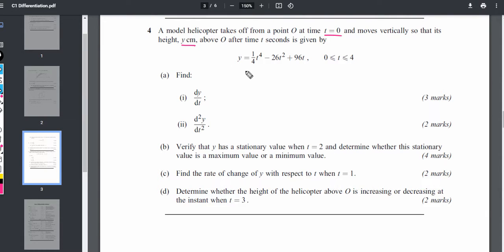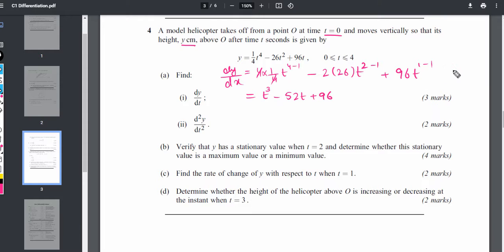So dy by dx is equal to, this 4 will come over here, so it will be 4 times 104 t to the power of 4 minus 1, minus sign as it is, then 2 times 26 times t to the power of 2 minus 1 plus 96 t to the power of 1 minus 1. Now I'll just solve it. So this 4 will get cancelled and I'll get t cube, minus 52 t to the power of 2 minus 1, that will be only t, plus 96 t to the power of 1 minus 1, that will be t to the power of 0. So t to the power of 0 is 1. So my dy by dx will become t cube minus 52t plus 96.